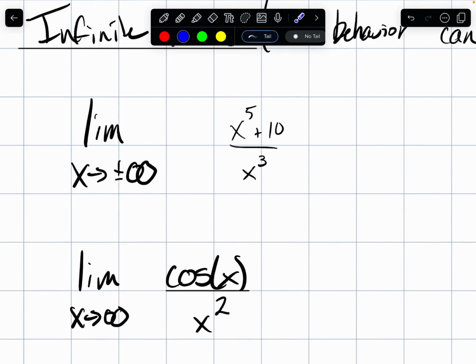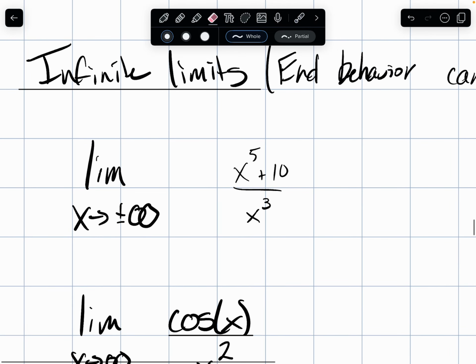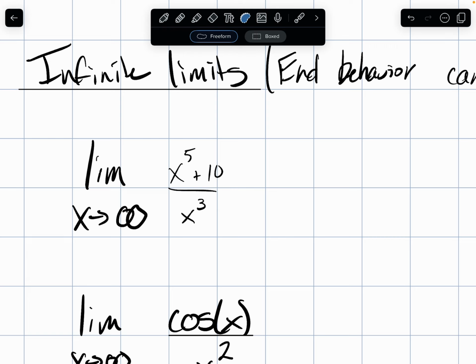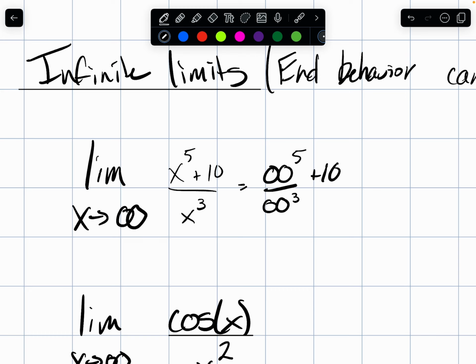Essentially, why is this plus and minus infinity? Let's just go positive infinity. Essentially, we're going to do the same thing. We're just going to plug in infinity and see what happens. Well, we're going to get, obviously, infinity over infinity. But the main gist of it is that infinity to the 5th power is so much bigger, like this 10 doesn't matter. So what we're actually going to do is find a way to simplify this down.